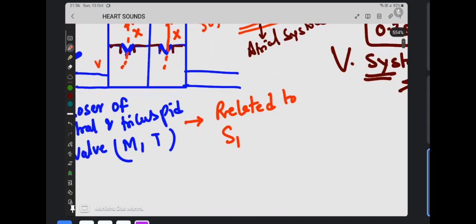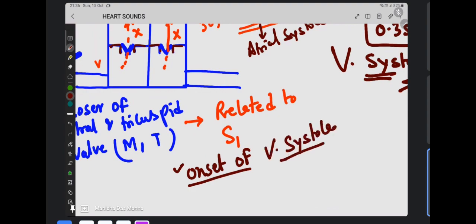When it closes during the starting, or you can say, onset of ventricular systole.